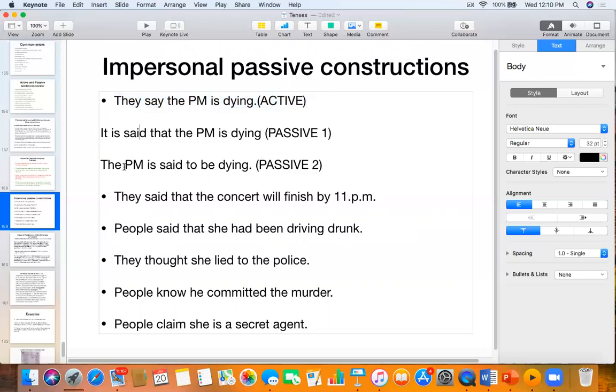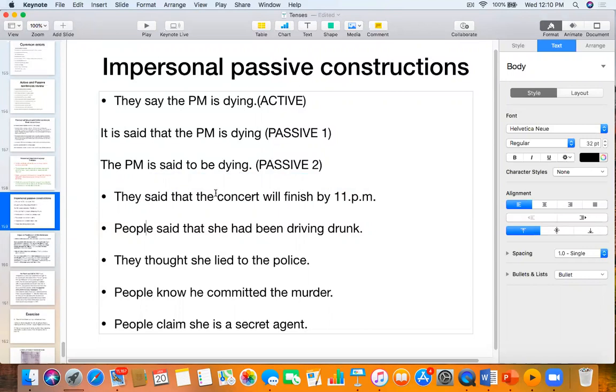All right. Okay. Now let's look at these. Let's see if you can change it into these. They said that the concert will finish by 11 p.m. Passive. It is said that the concert will finish by 11 p.m. It is said that the concert will finish by 11 p.m.